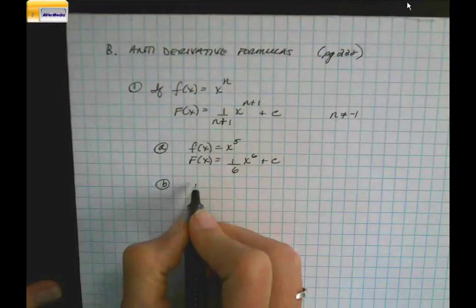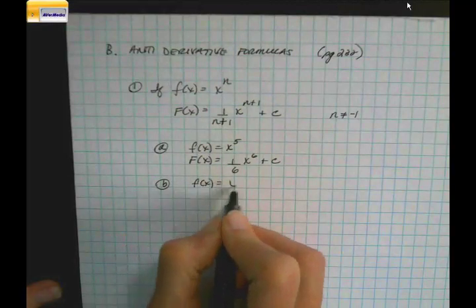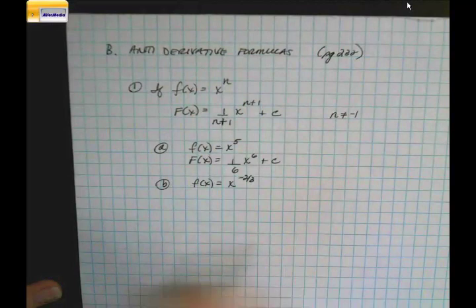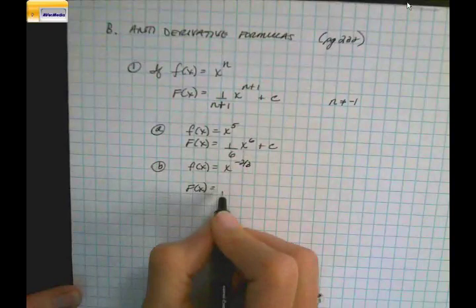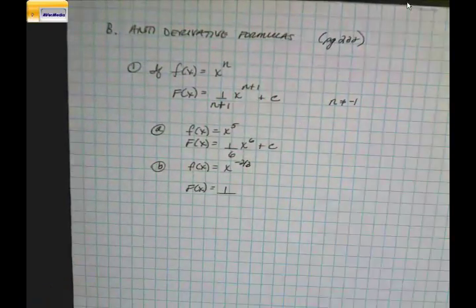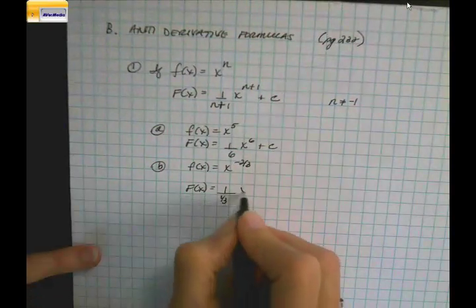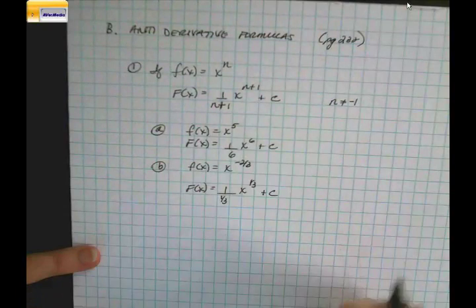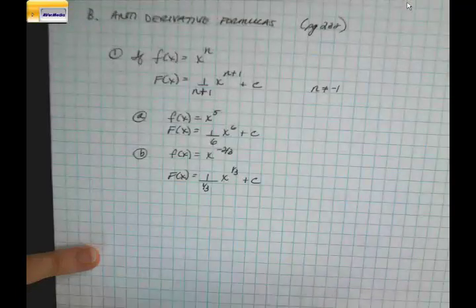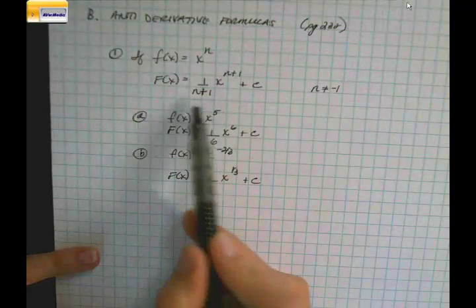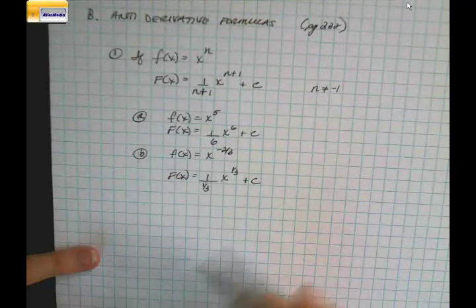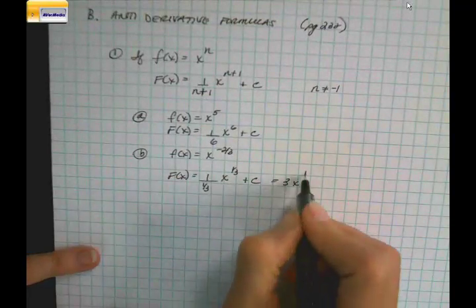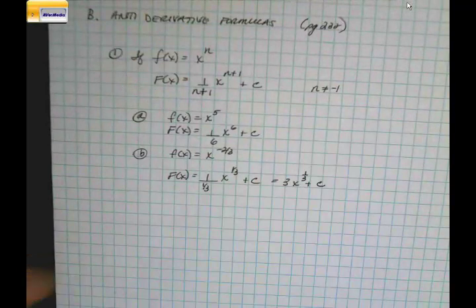Let's do another one. Suppose we have that f of x equals x to the negative 2/3. Okay, you sure don't have to brainstorm this antiderivative. But very simply, your antiderivative is 1 over the negative 2/3 plus 1. Negative 2/3 plus 1 is 1/3, so it's 1 over 1/3, x to the 1/3 power plus c. Because n plus 1, negative 2/3 plus 1, is a third, and that is the new exponent. So this becomes 3x to the 1/3 power plus c.